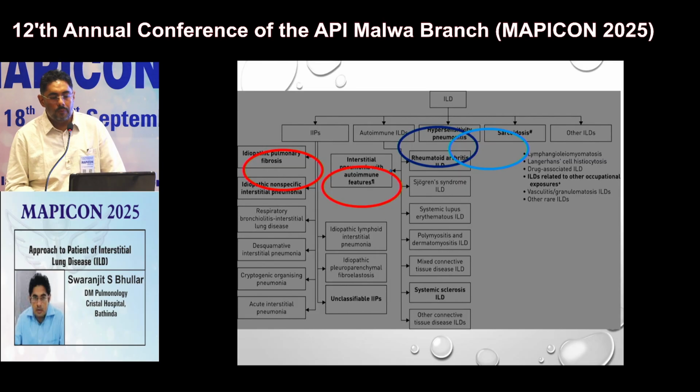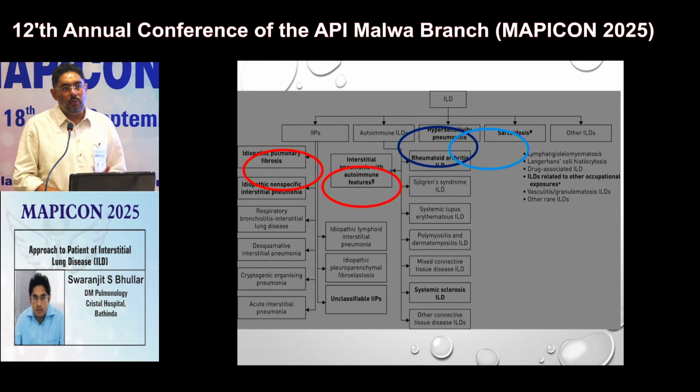Then coming to hypersensitivity pneumonitis. Hypersensitivity pneumonitis is the most common cause of ILD in India. The most common are farmer's lung and pigeon breeder's lung, basically to bird proteins, and it is a specific hypersensitivity reaction to bird proteins. Then we have another set of ILDs, sarcoidosis. Sarcoidosis is entirely a different ball game, a totally different disease, but it is also an ILD, and it has granuloma as a specific feature.